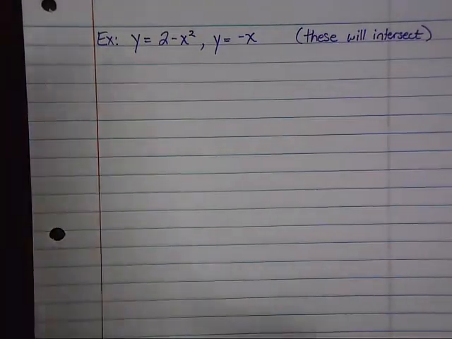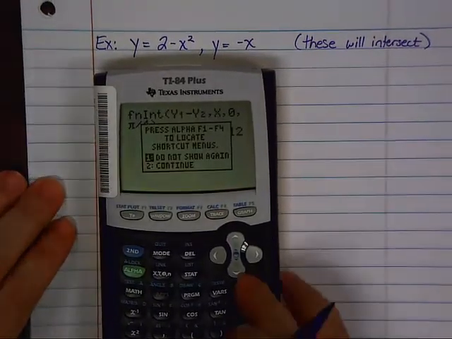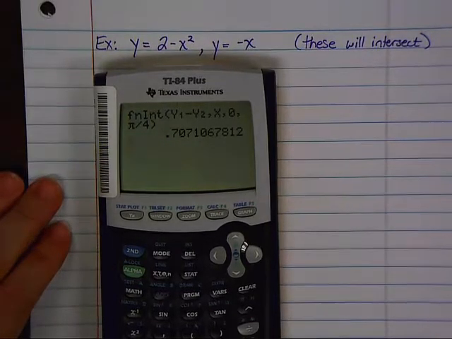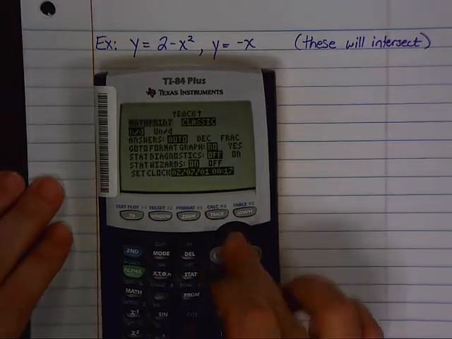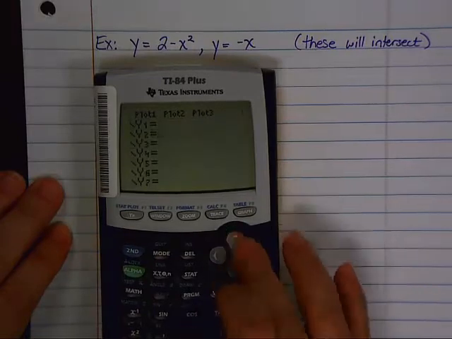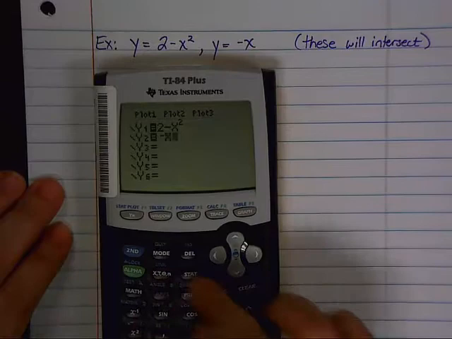So the first thing I'm going to do is go to y equals, and I'm going to type these in. How do you know they intersect? Because if they're asking you to find the area between two curves and they don't tell you where to stop, they're going to intersect. So I need to put my calculator back in the right mode real quick. Go to y equals, erase what's there. 2 minus x squared, and then negative x.